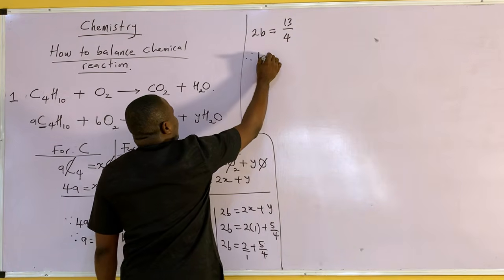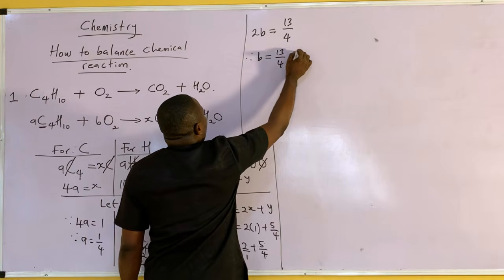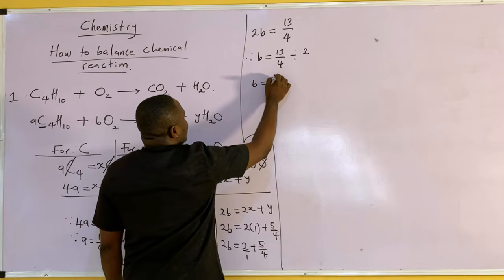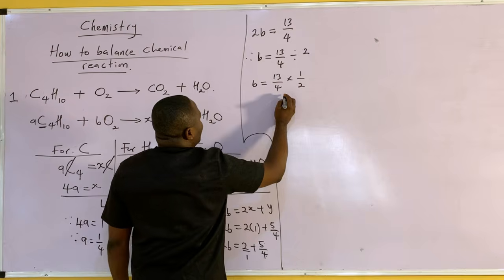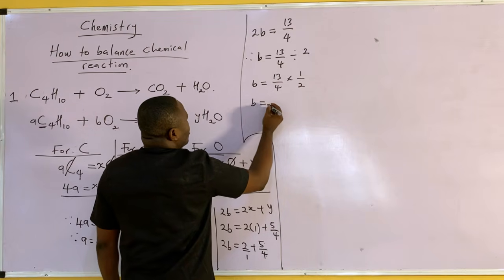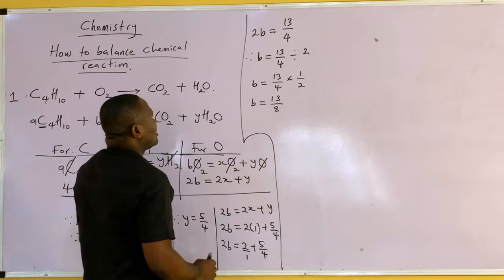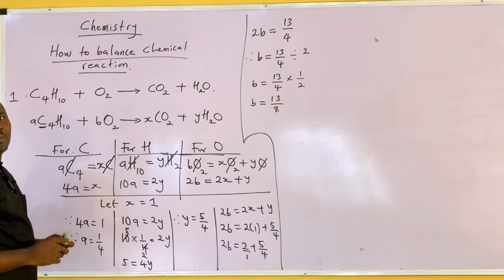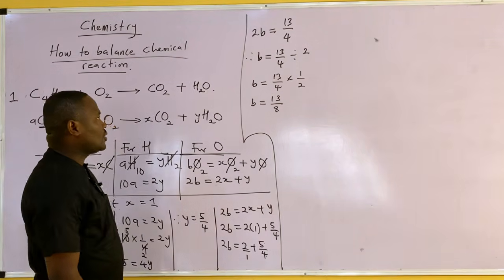Therefore, what is b equal to? b is equal to 13 over 4 divided by 2. So b is now equal to 13 over 4 times 1 over 2. So b is equal to 13 over 8. That's what b is equal to, 13 over 8. Please pause it. So b equals 13 over 8.